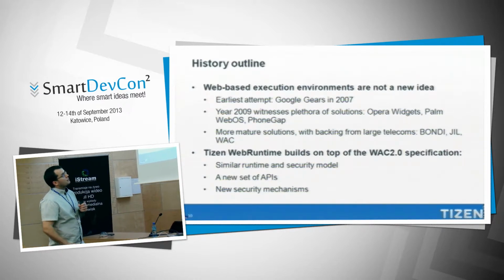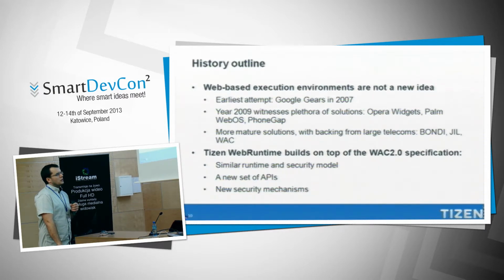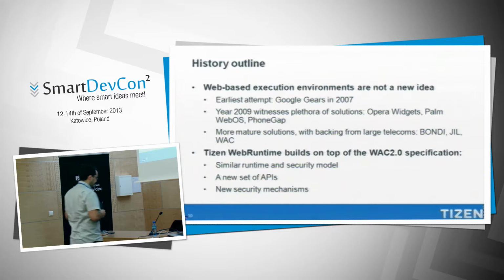The Tizen Web Runtime is based in most part on the WAC 2.0 specification. It takes the runtime and security model from this specification, but adds a new set of APIs and new security mechanisms.